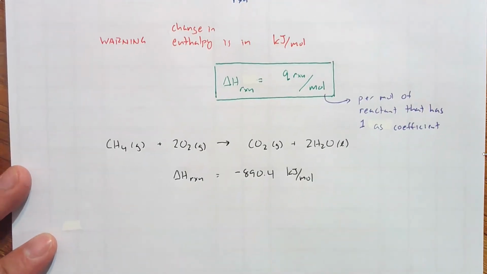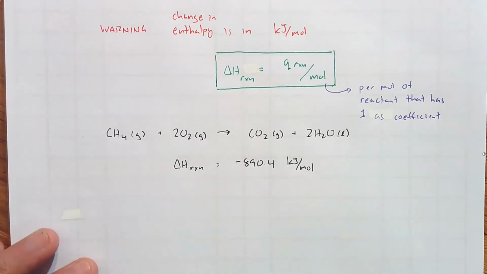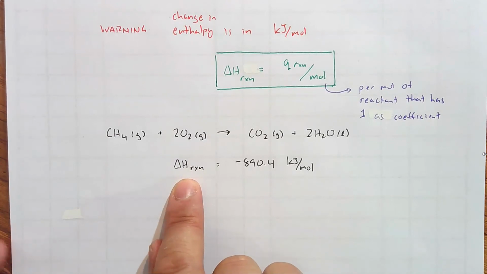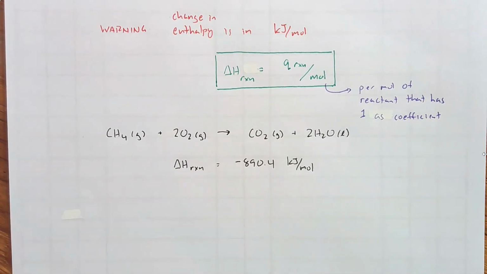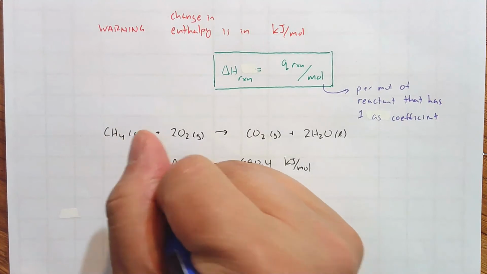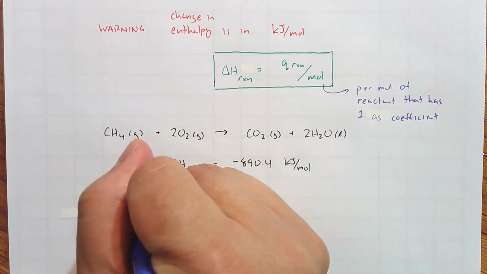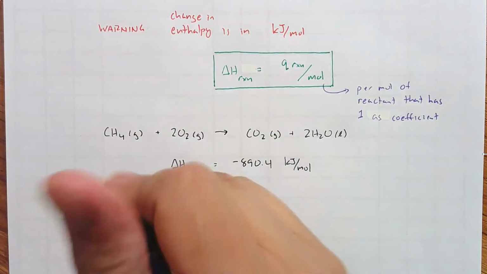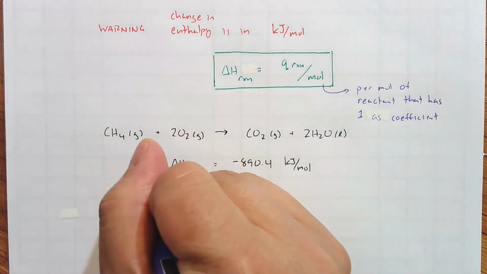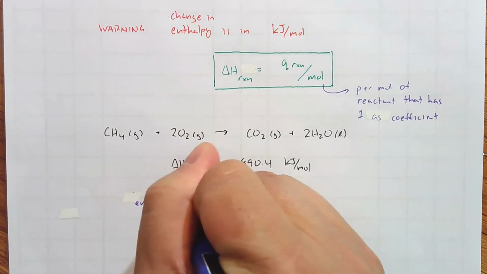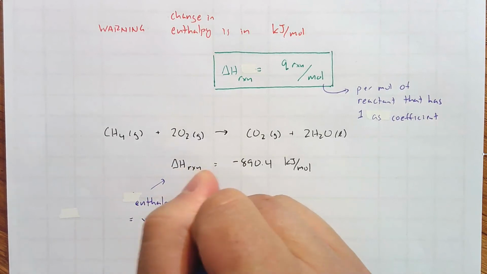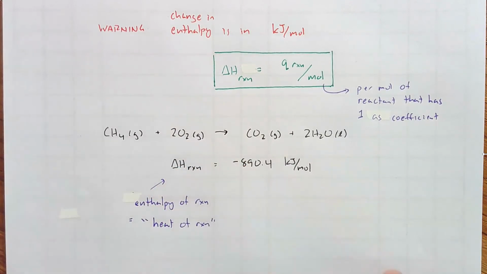So there's a couple things. The first thing is, what can we conclude? We can conclude that this is the enthalpy of the reaction. We could think of it as the heat of reaction. So you could use the technical term enthalpy, or you could use the term heat. So enthalpy of reaction, the same as heat of reaction.